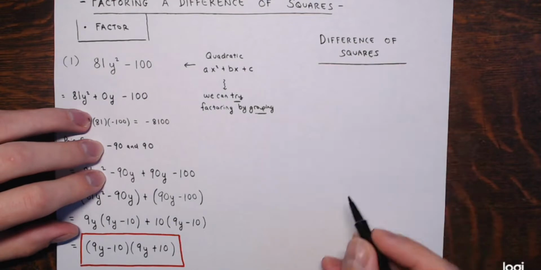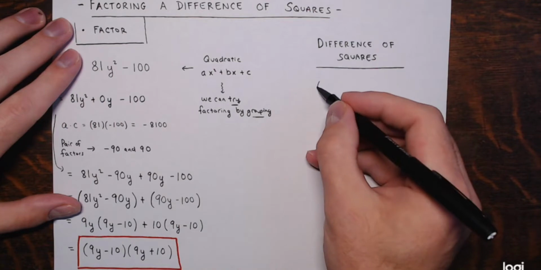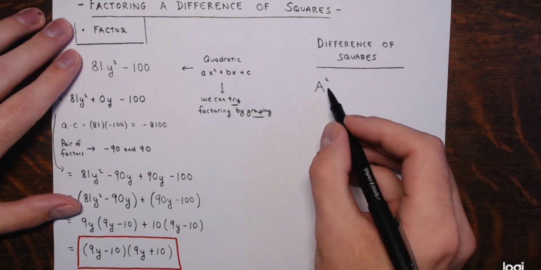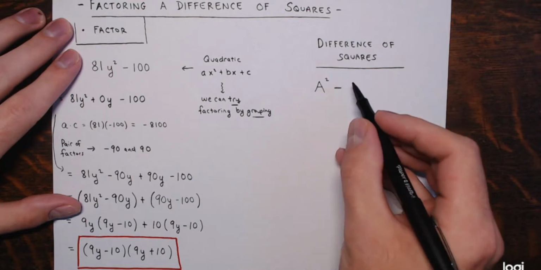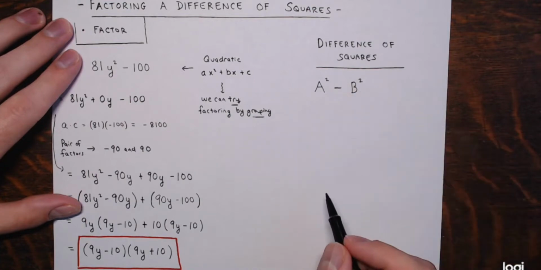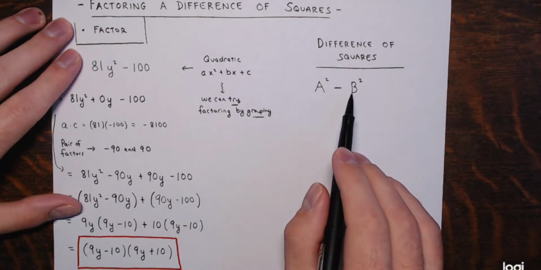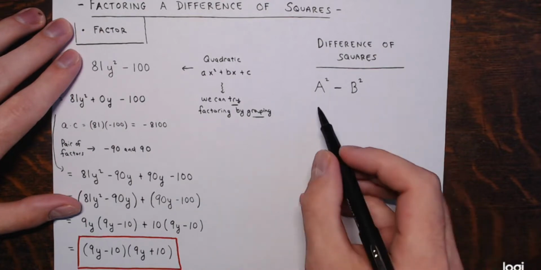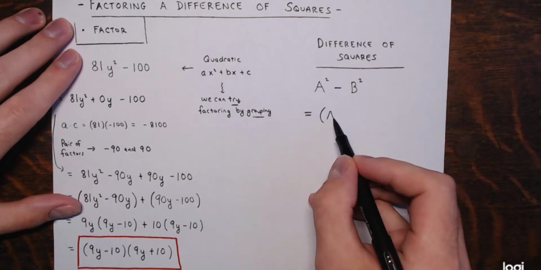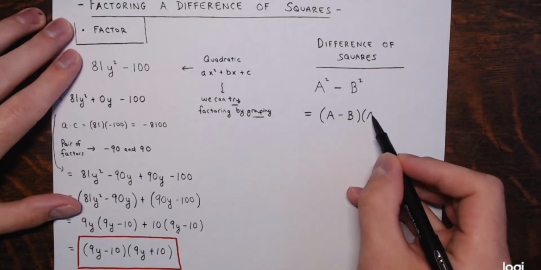So a difference of squares is any expression that takes on the following form, where you have some expression to the second power, one perfect square, minus, it's a difference, and then another expression to the second power, another perfect square. If you ever come across an expression like this, you can easily factor it. This is equal to the product of a minus b times a plus b.